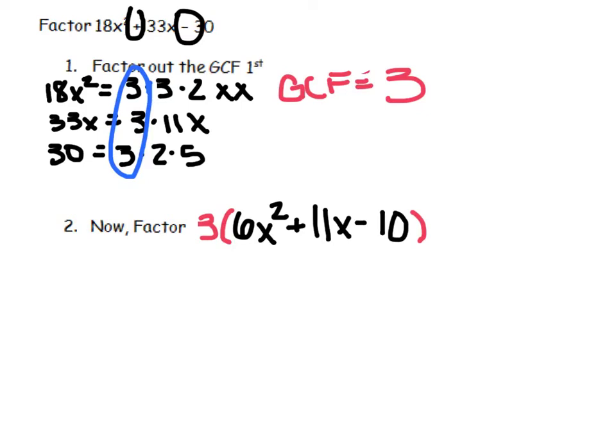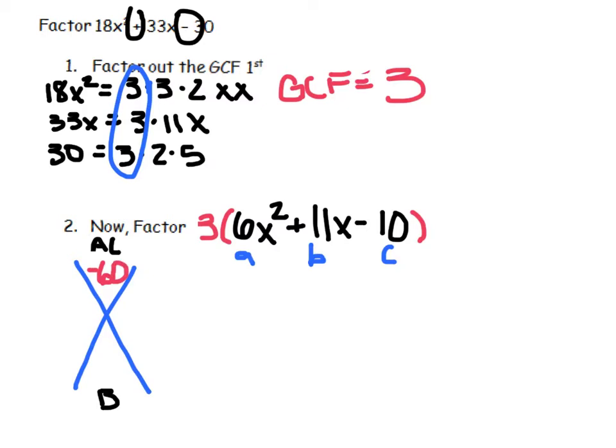So first thing I'm going to set up is I'm going to write that that's my A, that's my B, that's my C. Here goes that X. Remember, we want A times C on top to add up to B on the bottom. So A times C is 6 times negative 10, which gives us negative 60. My B value is 11. So what numbers could we use? We can use negative 4 and positive 15, okay? 15 plus negative 4 gives us positive 11, and they multiply to negative 60.